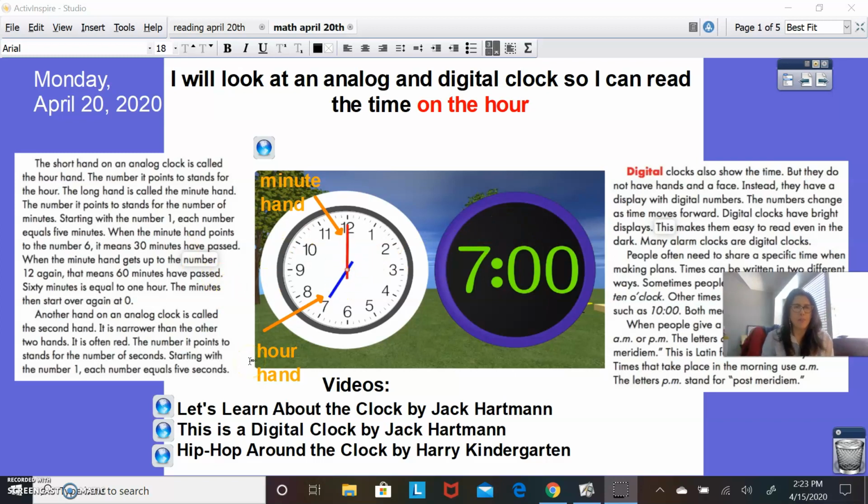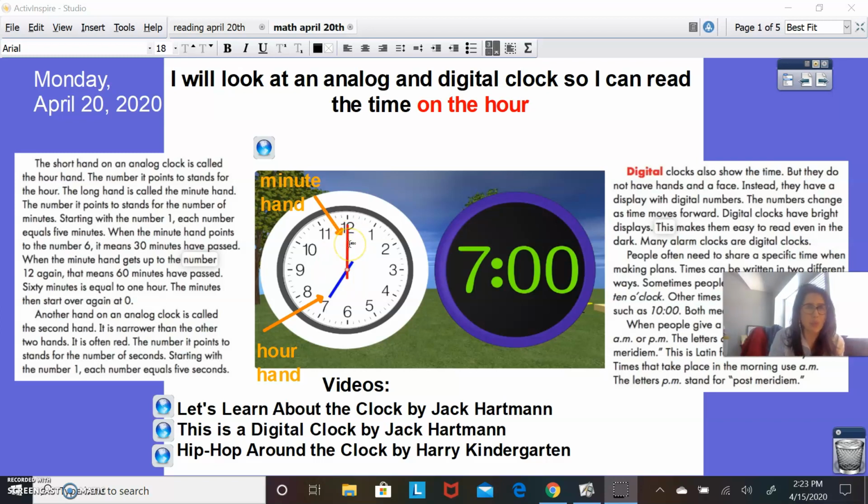analog clock first. Okay, so on an analog clock, we have a short hand, and the short hand is called the hour hand. That's this blue hand right here. The number that it points to stands for the hour. The long hand, which is also known as the minute hand, this red one here, that points to the number for the number of minutes.